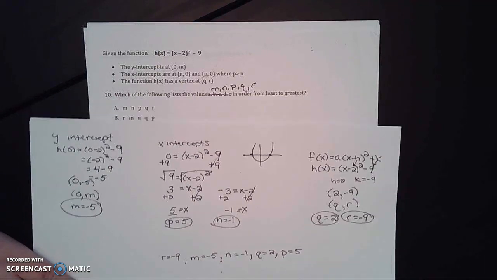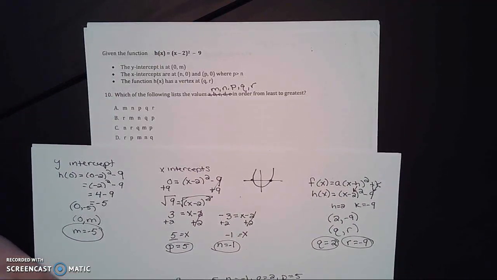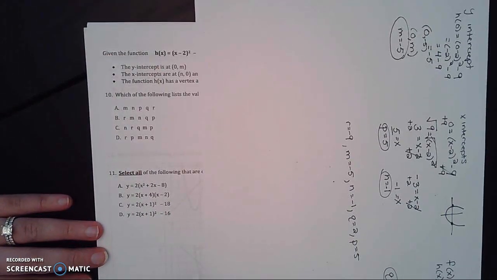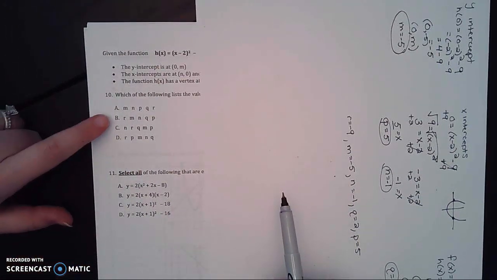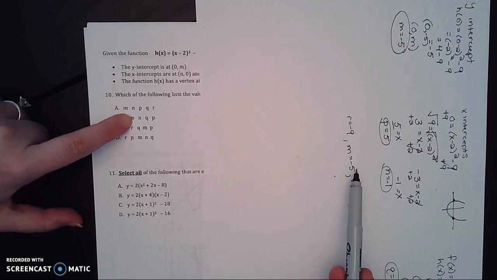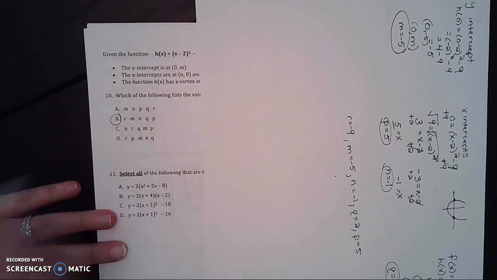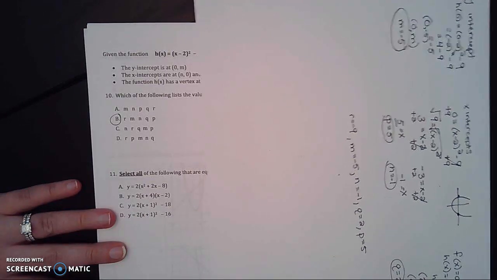So now I look at my answers and see which one is in the order r, m, n, q, p. So B is my answer because r is the smallest number, all the way to p equals 5, which is my greatest number.